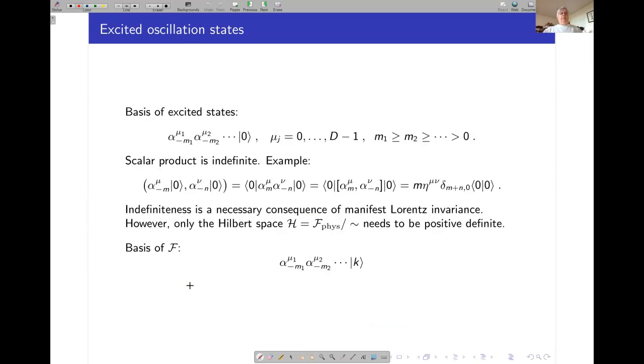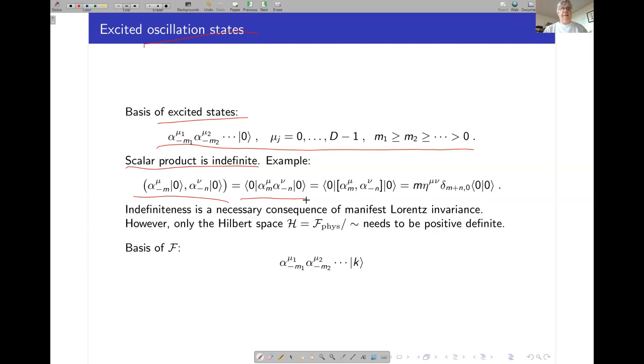That would be, by the way, the same discussion we had for a point particle, but now for the string, we also have oscillation states to deal with. So we form excited states by applying arbitrary chains of creation operators. Again, something that we have already seen today, but now let me stress one particular point, namely the scalar product is indefinite. As an example, we take this scalar product here between 2 states with one oscillator applied.